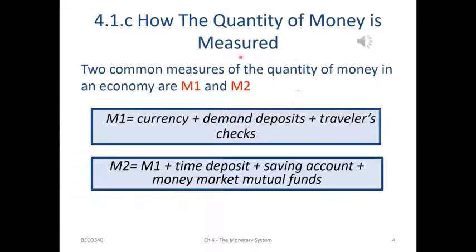How the quantity of money is measured. Two common measures of the quantity of money in an economy are M1 and M2. We measure money with several definitions. M1 includes currency and money in checking accounts, the demand deposits. Traveler's checks are also a component of M1, but are declining in use. M2 includes all of M1 plus savings deposits, time deposits like certificates of deposit, and money market funds.